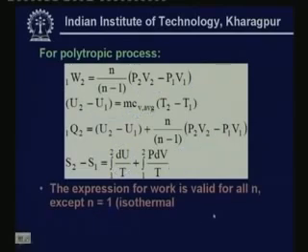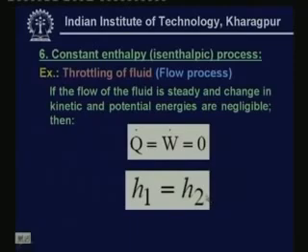And the last process is what is known as a constant enthalpy or isenthalpic process. This is again a very important process as far as refrigeration is concerned, and a typical example of this is the throttling of a fluid. That means a fluid is flowing through a conduit and suddenly it encounters a resistance. For example, a fluid is flowing through a tube and suddenly a valve is there in the tube and the valve is almost closed. So the fluid has to flow through an almost closed valve. That means a large resistance is suddenly imposed on the fluid flow.